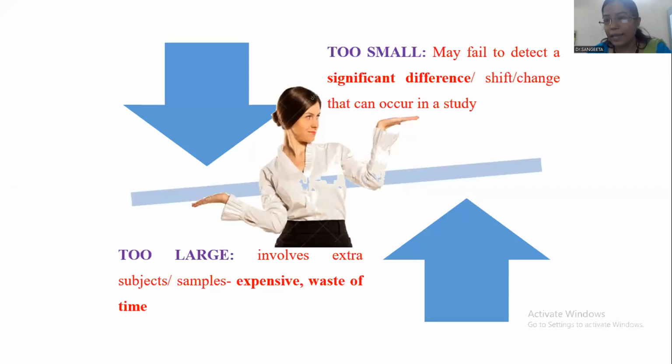If you take an excessively large sample, even then you can get a false positive result. There are chances of getting a false positive result. Apart from that, it's expensive, tedious, and obviously a waste of time and money. Okay, so we need to strike a balance that is not low, a balance that is not high. So we need to ensure that the sample size is just adequate to serve the purpose and answer our research question.